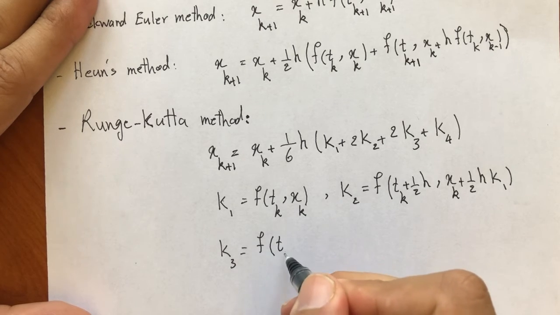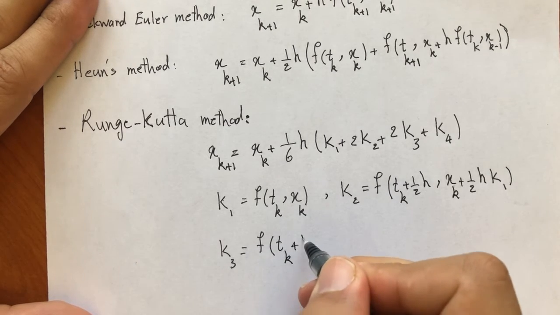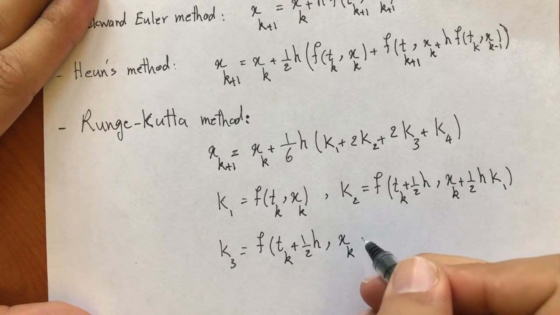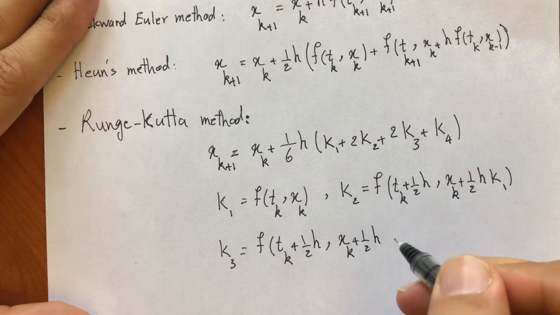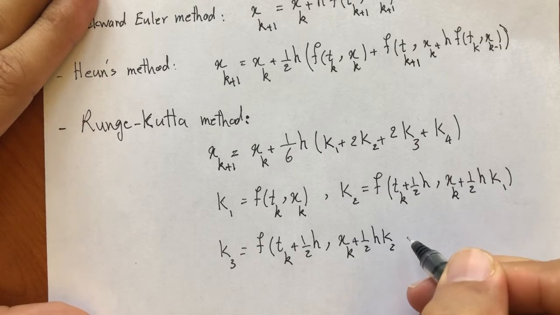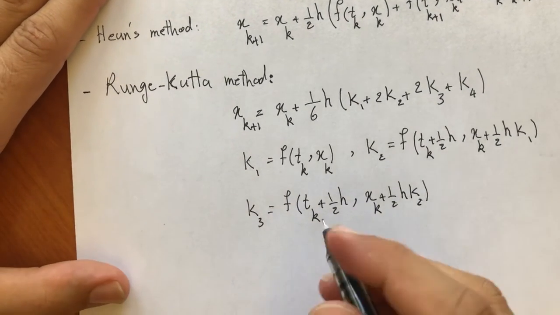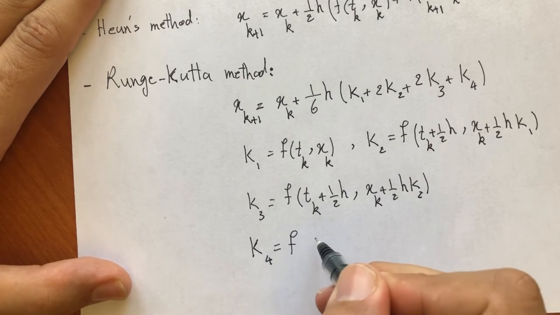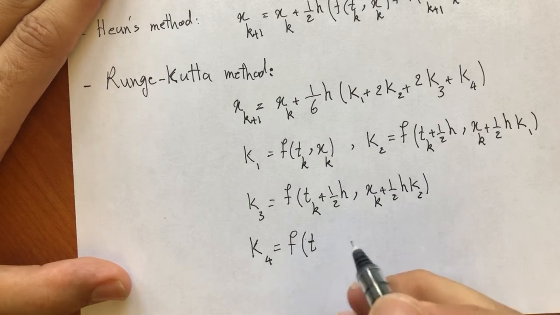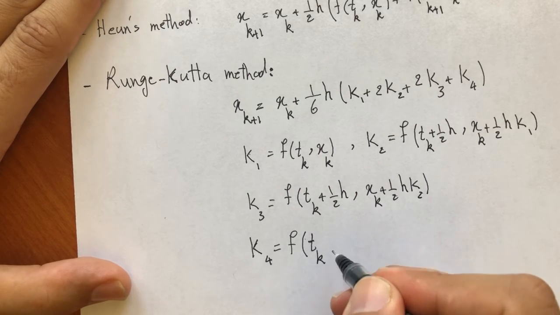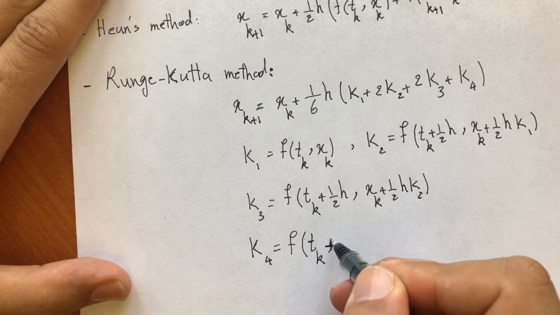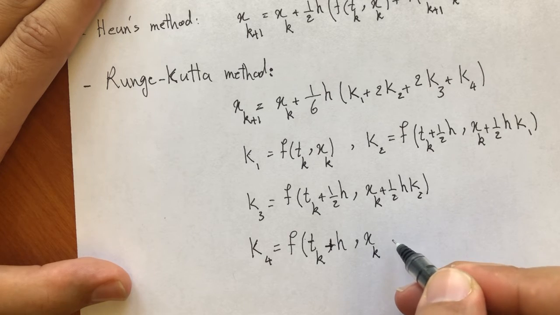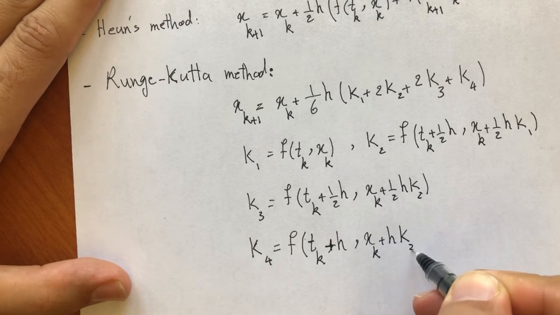f at the current time plus 1/2 of h, and x at the current time plus 1/2 of h times K2. And finally, K4 is going to be f at tk plus h and xk plus h times K3.